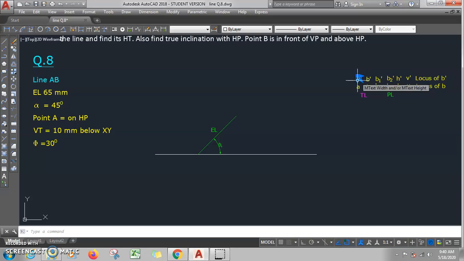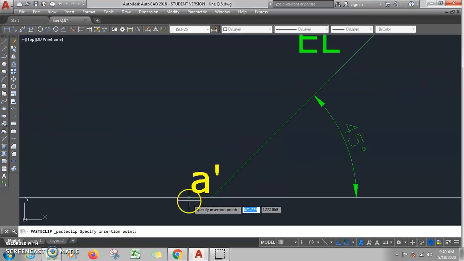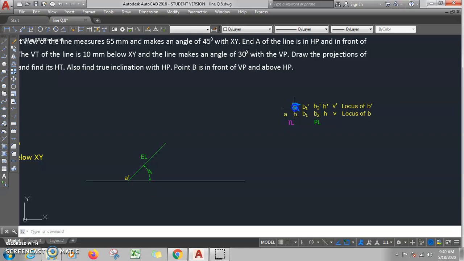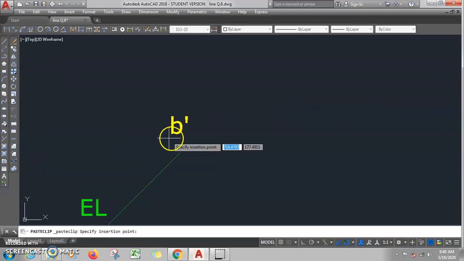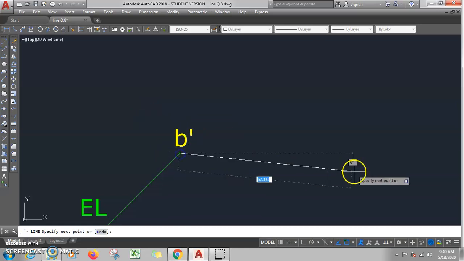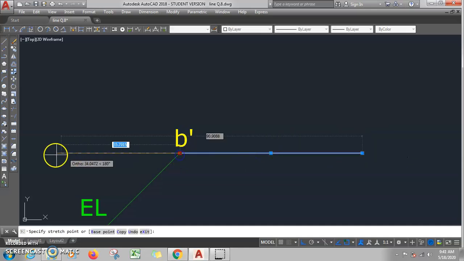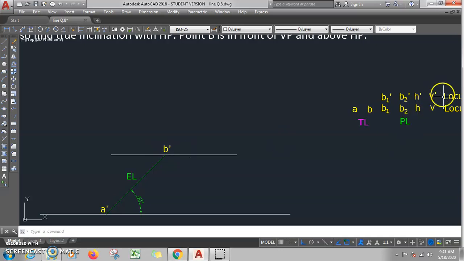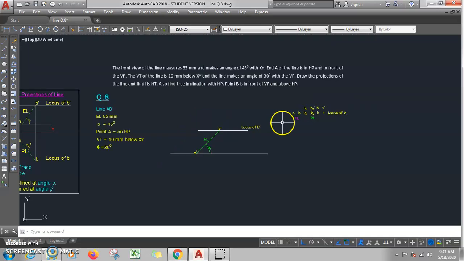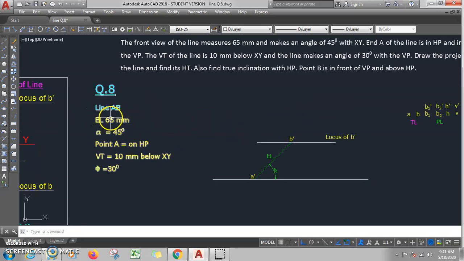This is A dash. This point is A dash, and this other point is B dash. Now from this B dash we can draw a horizontal line. That horizontal line is nothing but the locus of B dash. So what has been utilized? EL is 65, alpha is 45 degrees, point A is on HP. This first thing we have utilized.